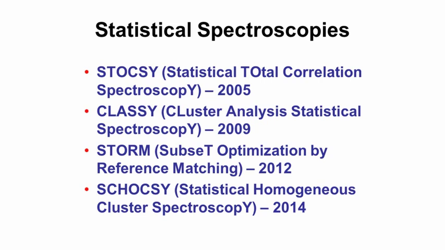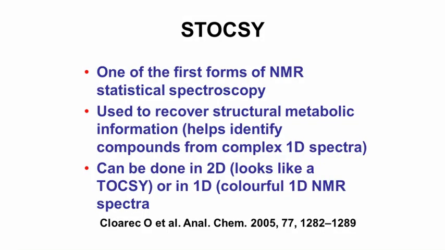Another method called CLASSY was developed in 2009, STORM developed in 2012, and another developed in 2014. I'm going to talk about STOCSY and CLASSY a bit more, essentially as examples of statistical spectroscopic techniques. So STOCSY was the first one, and it was really used to help identify individual compounds that happen to be covariant from complex 1D spectra. It's a statistical version of TOCSY. It allows you to identify coupling patterns, if you want, because you're looking at multiplets that seem to covary.